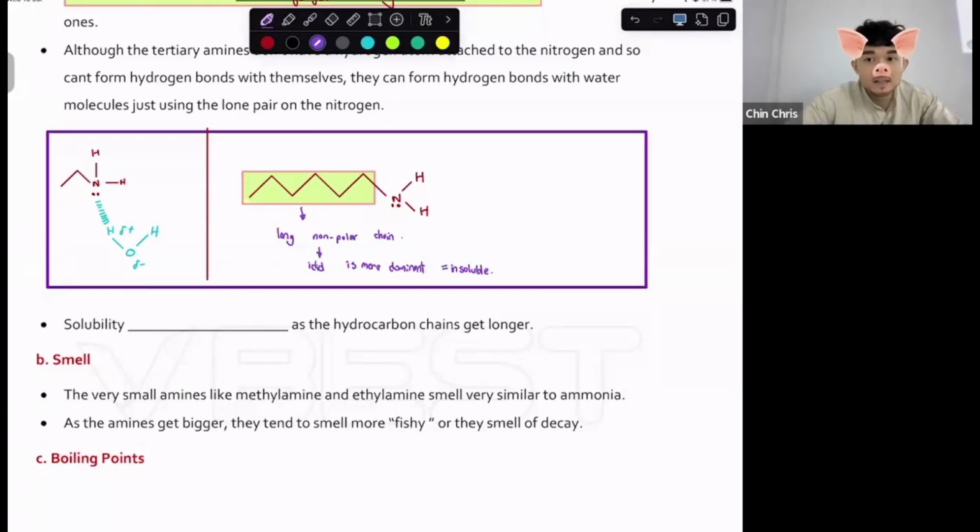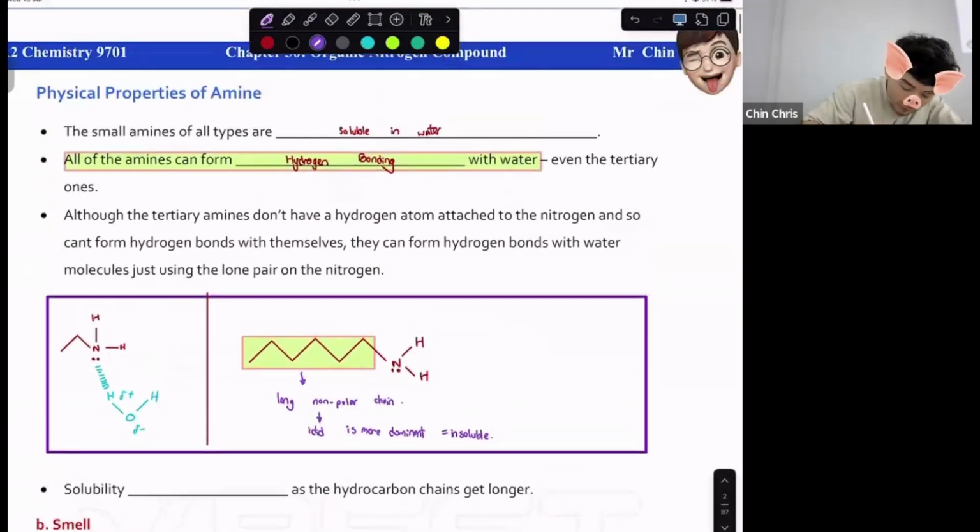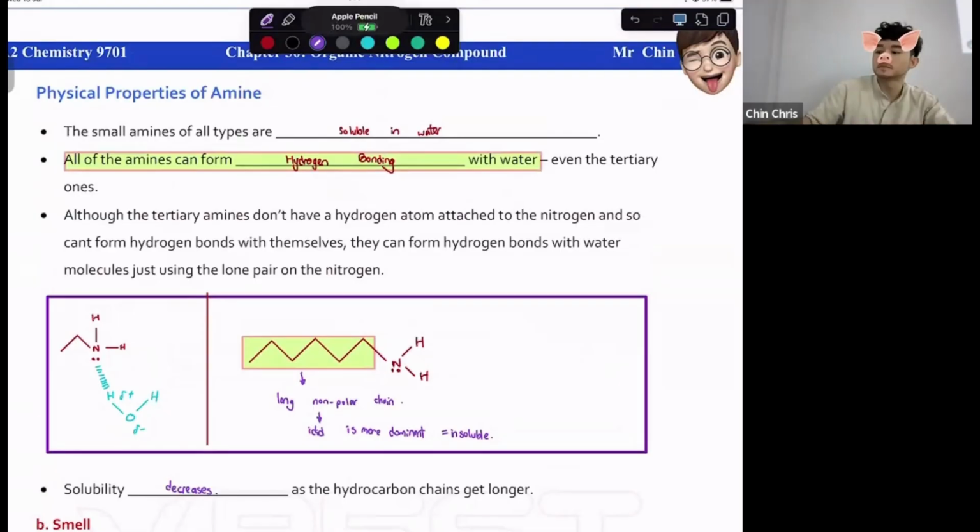Alright guys, the same thing: as the chain length increases, the solubility decreases. It becomes less and less soluble going down. So solubility decreases as the chain length increases. That's it.